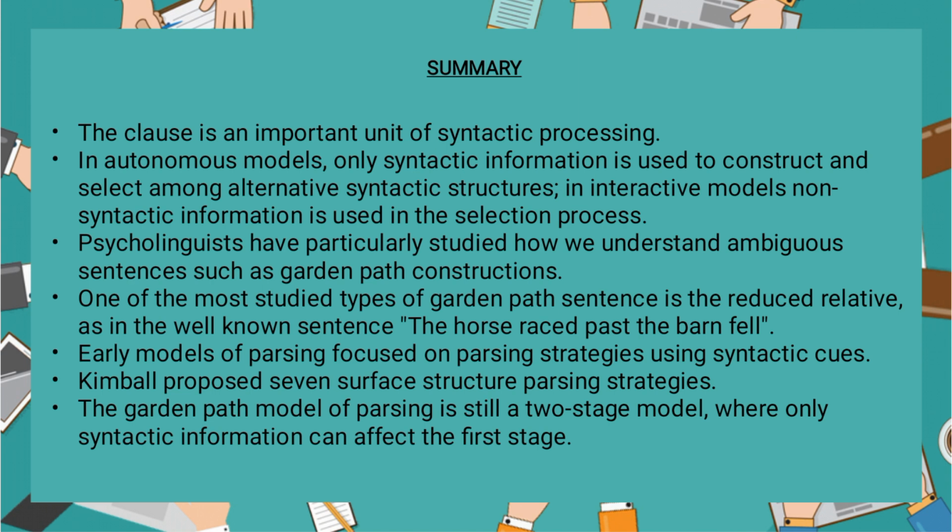Psycholinguists have particularly studied how we understand ambiguous sentences such as garden path constructions. One of the most studied types of garden path sentence is the reduced relative, as in the well-known sentence, "The horse raced past the barn fell." Early models of parsing focus on parsing strategies using syntactic cues. Kimball proposed 7 surface structure parsing strategies. The garden path model of parsing is still a 2-stage model, where only syntactic information can affect the first stage.